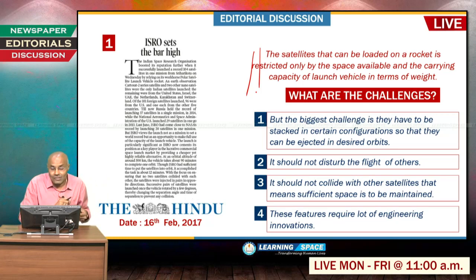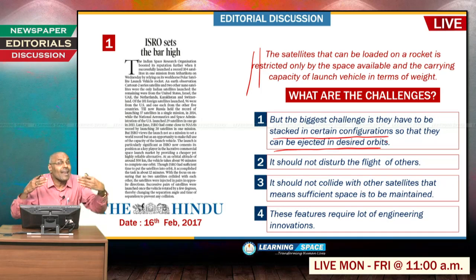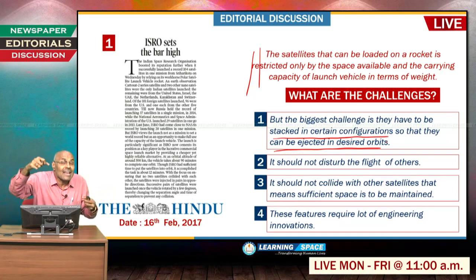And what are the complications? The biggest challenge is they have to be arranged in certain configuration so that they can be ejected in desired orbits. They have to be ejected one after the other. They should not collide one with the other, and within the specified time frame they have to be ejected, and there should be sufficient space in between the ejection of one satellite and other satellite. So, these are the complications.